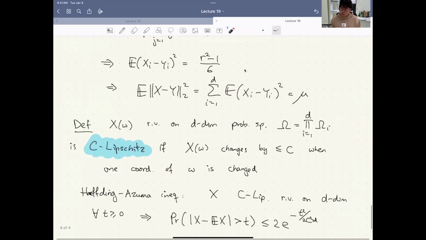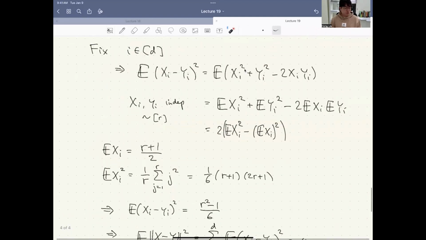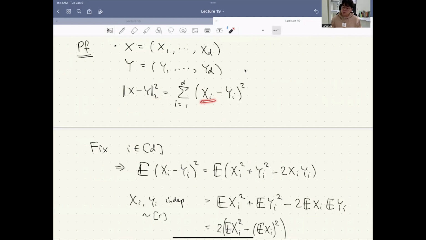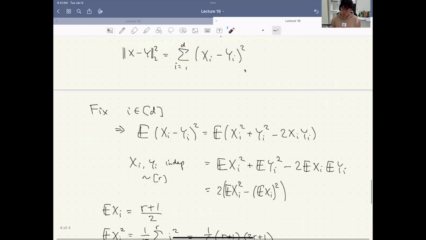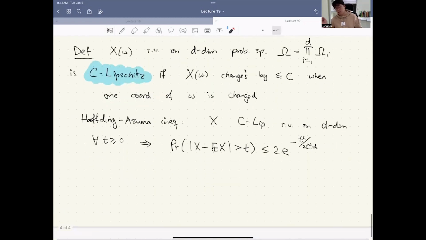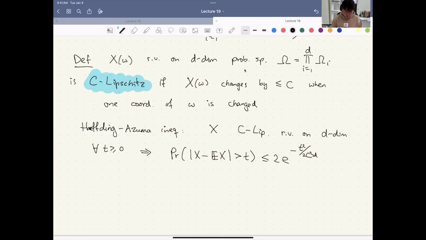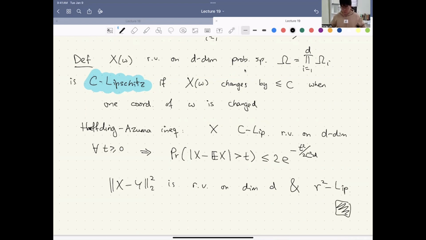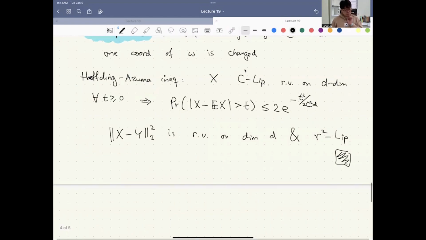And all we need to observe is that this random variable is R squared Lipschitz, because xi, yi takes values in R. So their difference is at most R. Taking a square, at most R squared. Changing one coordinate changes the outcome by R squared. So finally, just notice that this is a random variable on dimension D, and R squared Lipschitz. I will leave this calculation for you. Good.